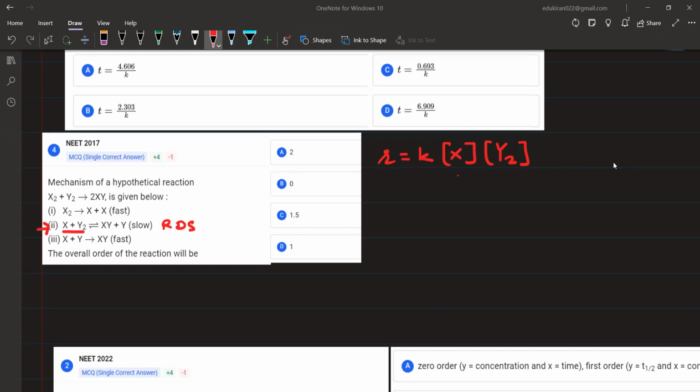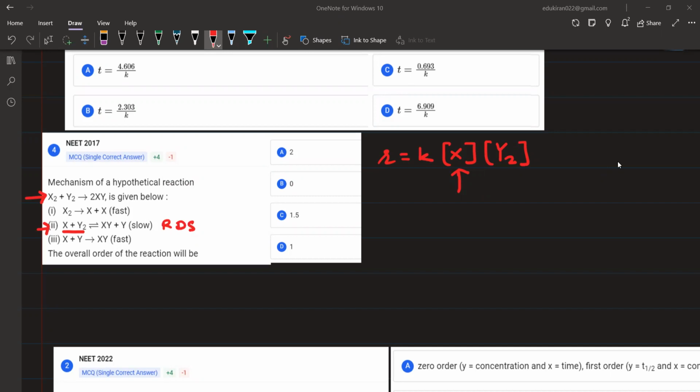ठीक है. Yes. But is X a reactant? बताइए. This is my main reaction, na? X2 plus Y2 gives you XY. Is X a reactant? Yes or no? Tell me. No. No, X is not a reactant. So I have to write the rate law expression in terms of X2 and Y2 only.